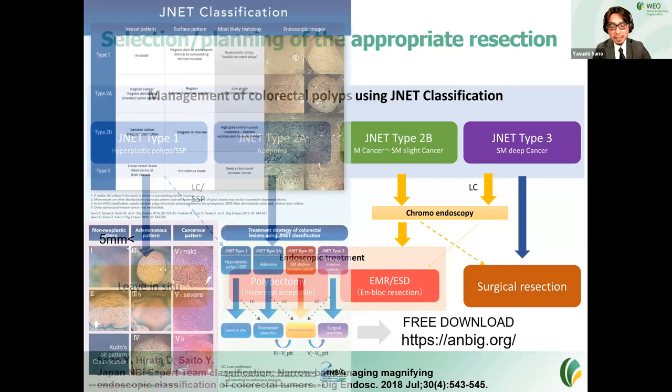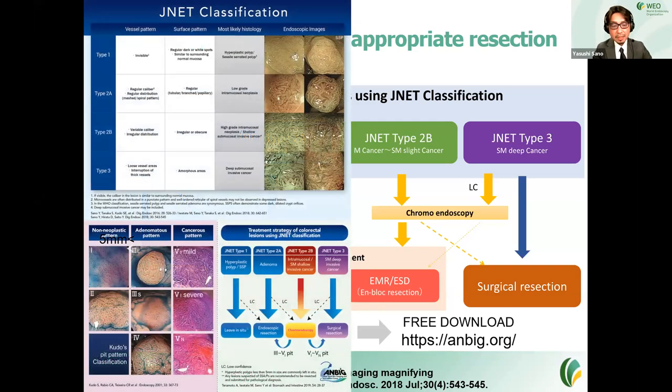So this is our product, the poster, including the genotype and the treatment strategy you can assess. You can download it free from the AMBIC website. AMBIC means Asian Novel Bioimaging website. Please access this site, download this poster, and please put it on your unit wall.